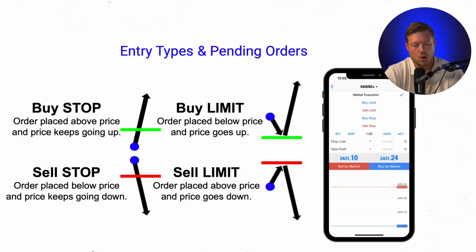When it comes to pending orders, you've got buy stops, sell stops, buy limits, and sell limits. Every other trade that we do, I would say 99% of the time, is an instant execution, as you can see on the right-hand side here. Anything other than that would require what we call a pending order.